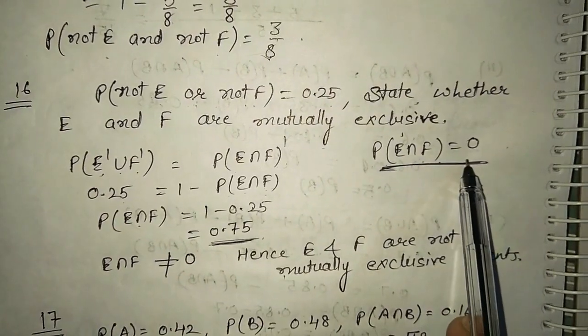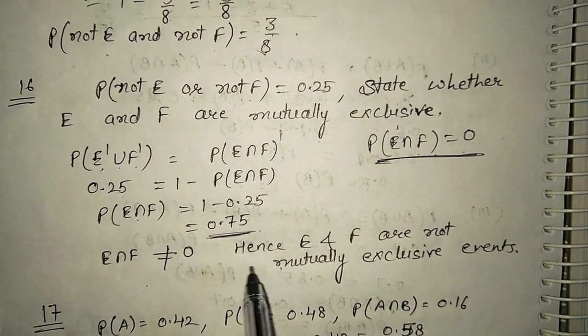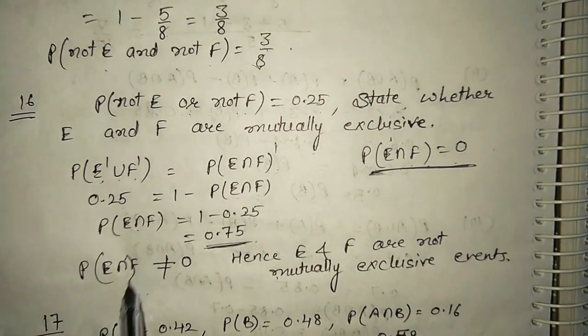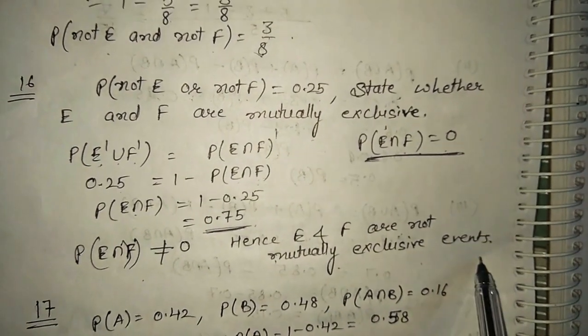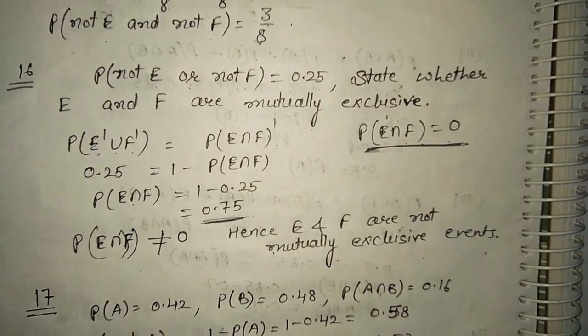This is not equal to 0. That means P(E intersection F) is not equal to 0. That means these are not mutually exclusive events. These are not mutually exclusive events.